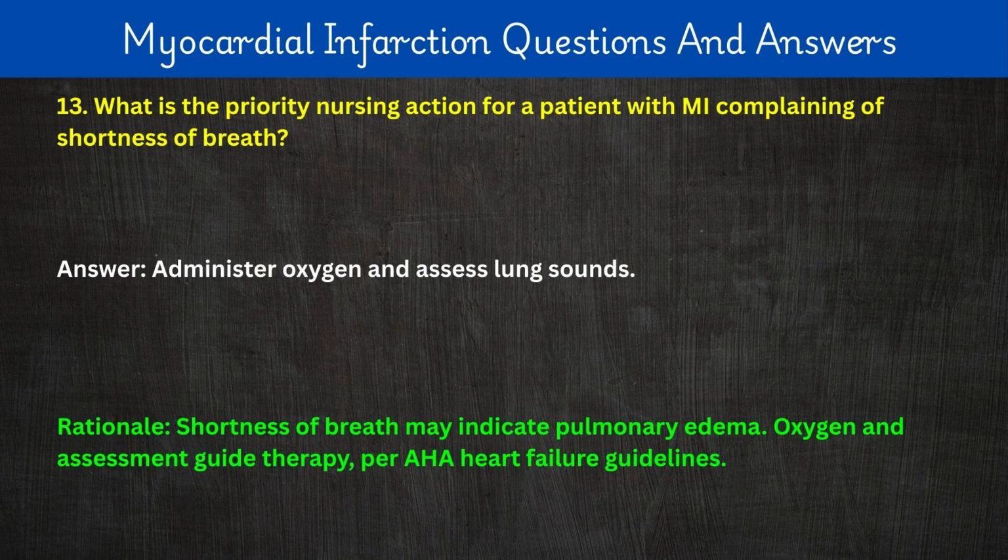13. What is the priority nursing action for a patient with MI complaining of shortness of breath? Answer: administer oxygen and assess lung sounds. Rationale: shortness of breath may indicate pulmonary edema. Oxygen and assessment guide therapy, per AHA heart failure guidelines.